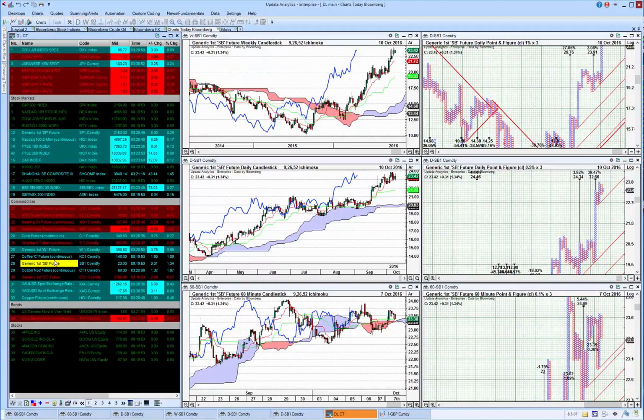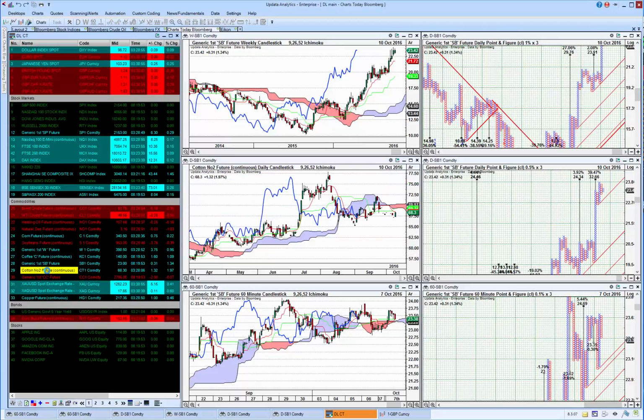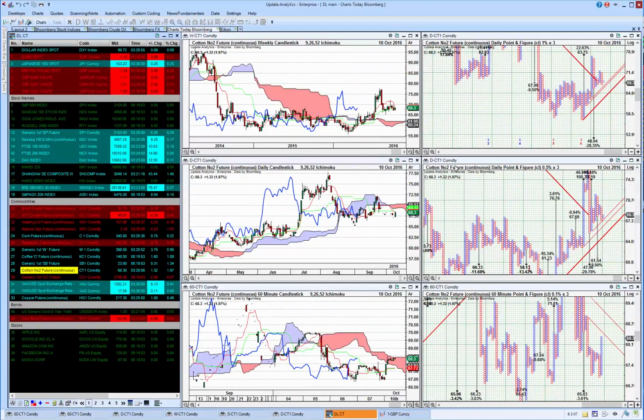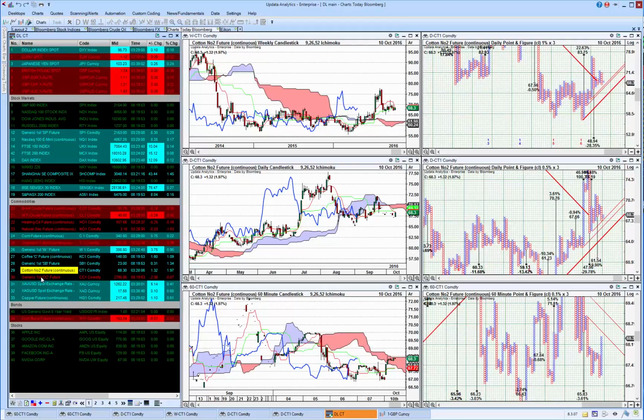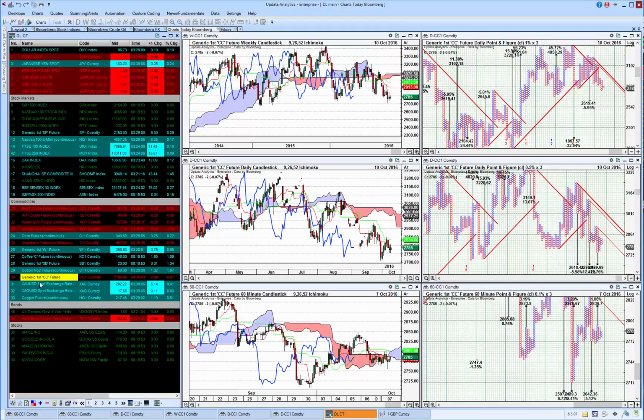Here we again see bullish, bullish, bullish on sugar, so that's quite good as well. Cotton: bullish, bearish, bearish. So again, just the picture changing a little bit there. Cocoa: bearish, bearish, bearish. So softs generally not looking great.